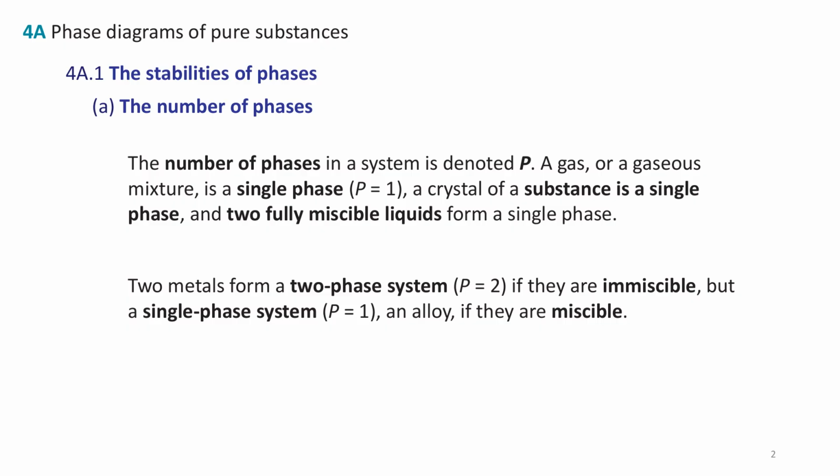Let us begin by being precise about the word phase. A phase is a region of matter that is uniform in chemical composition and physical state. The number of phases is denoted by capital P. A gas is one phase even if it contains several molecular species, because the mixture is uniform. A single crystal is one phase, and two completely miscible liquids also form one liquid phase. By contrast, two immiscible liquids form two phases, even when one is broken into tiny droplets.